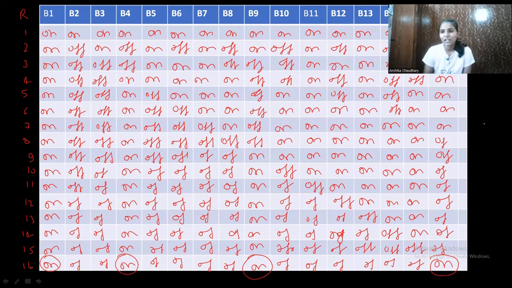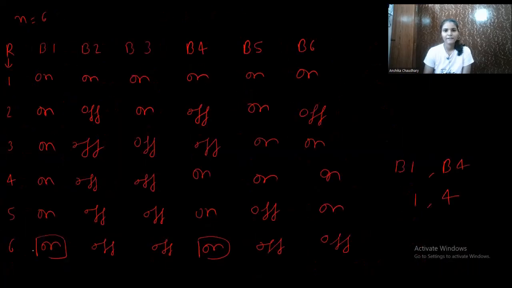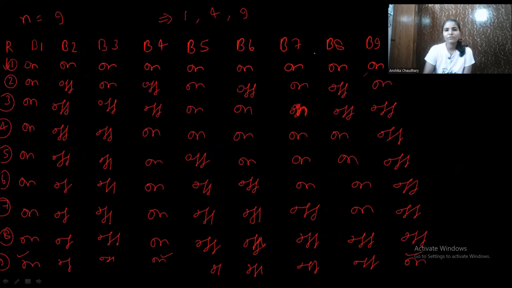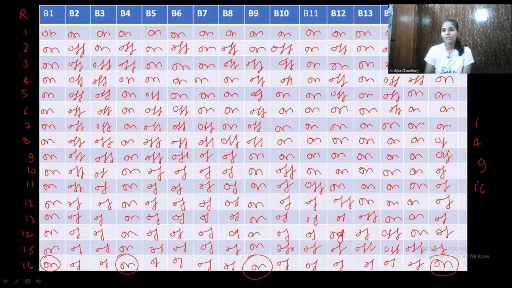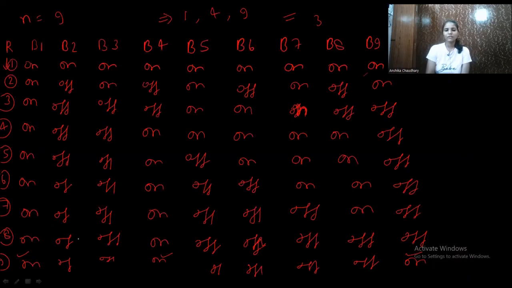So the answer is 1, 4, 9, and 16. And in the previous test cases also, the answer was 1, 4, so the total will be 2. Now here, the answer was 1, 4, 9, so the total number of bulbs on will be 3. Now the answer is 1, 4, 9, 16. So can you find out the pattern?